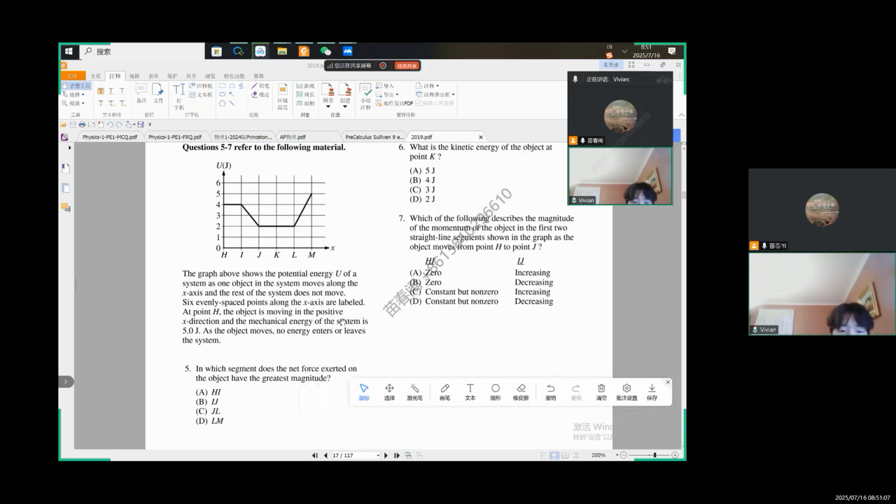Point H. Potential energy. Okay. In which segment does a net force exerted on the object have the greatest magnitude? It would be I, right? IJ. Right? You're going to choose IJ. Yeah.